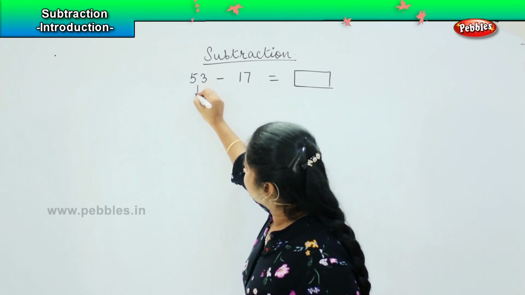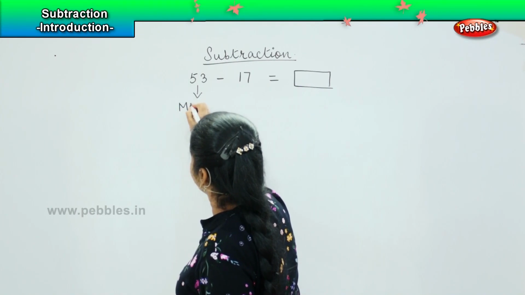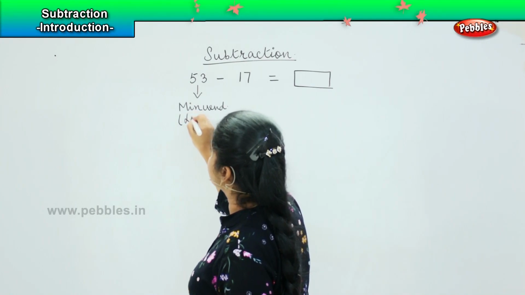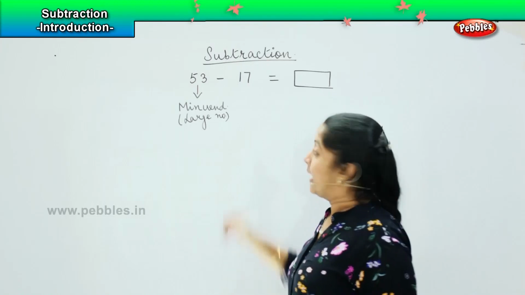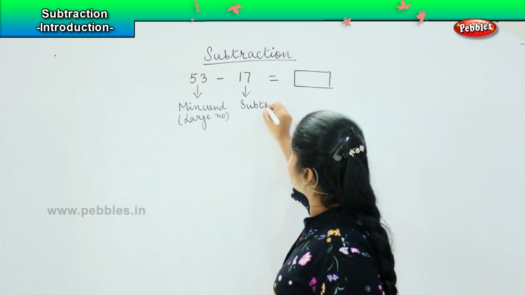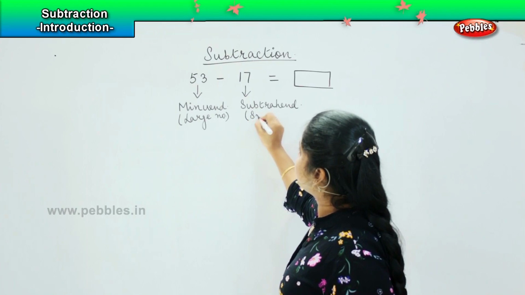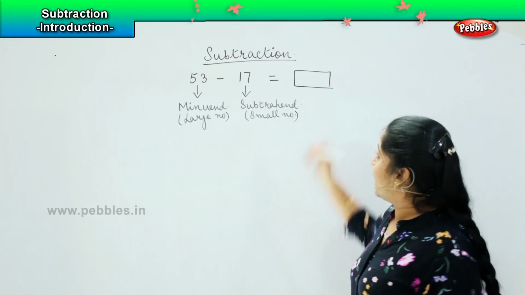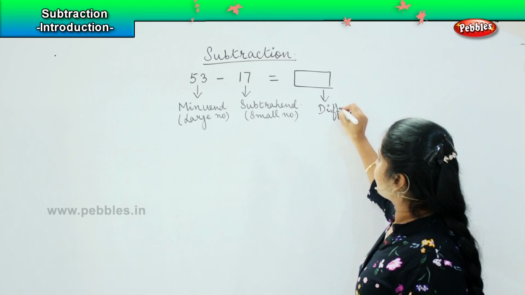So this is called as minuend. So minuend is always the large number. Okay? This is called as subtrahend. And this will always be a small number. Okay? And the answer that we derive here, that is called as my difference.